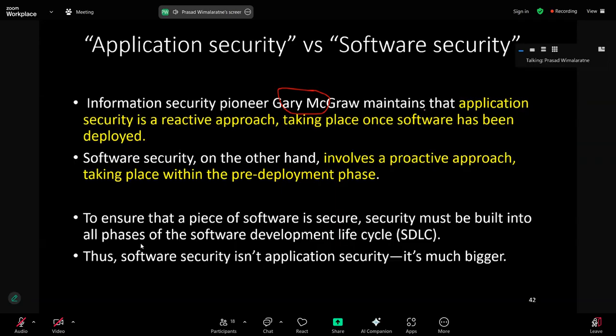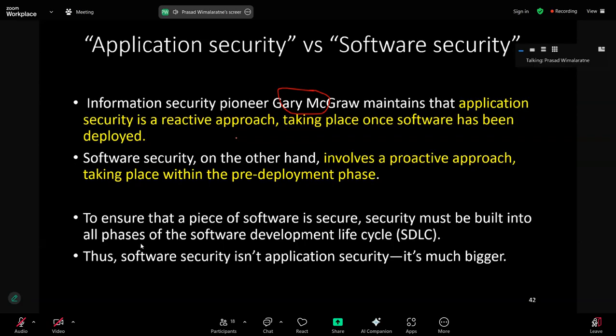He maintains that application security is something called a reactive approach. Looking at your application security, as I just showed you in the previous slide, is a reactive approach. For example, without doing secure coding or secure design, we can build a piece of software and see what the problems are later and try to fix them. Security problems, I'm referring to. So reactive means when things go wrong, we try to fix it. We react to the situation.